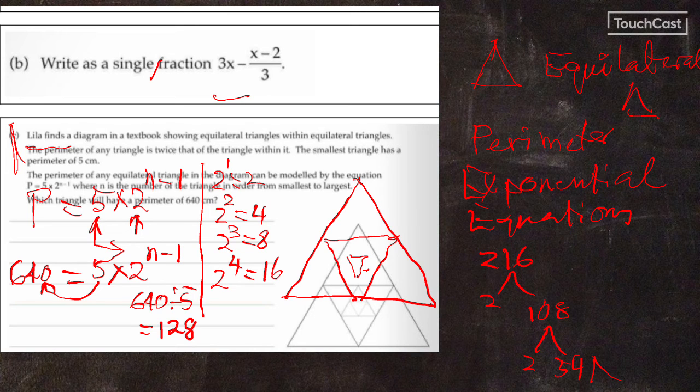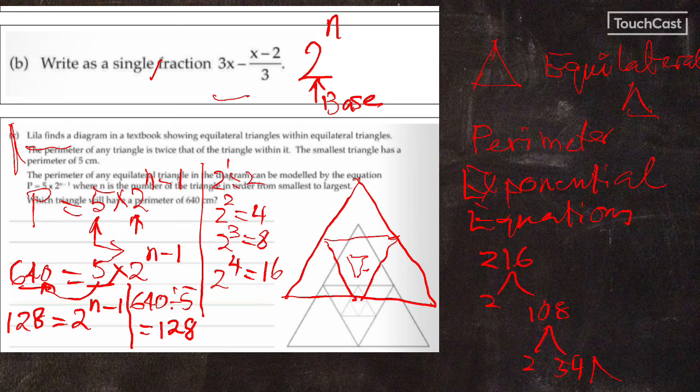Nice and easy number. So if you divide 640 by 5, that gives you 128, which is 2 to the power n minus 1. Now we've got to think about base 2. What is base 2? See? 2 to the power n. This is the base. Now match the base. This is what I keep talking about in the class. Match the base.